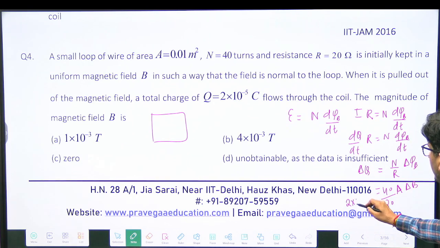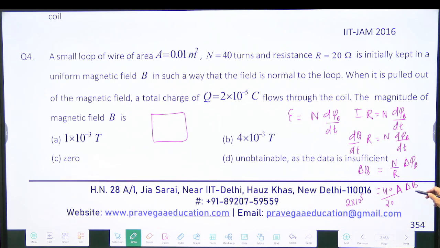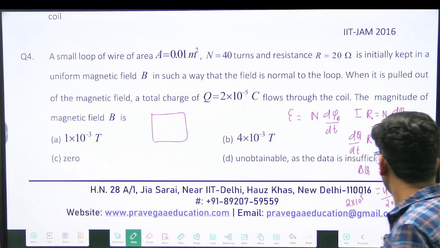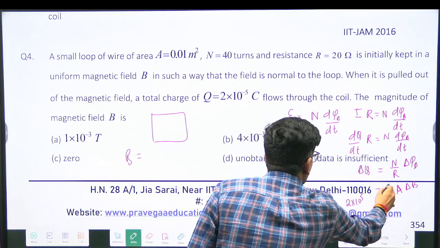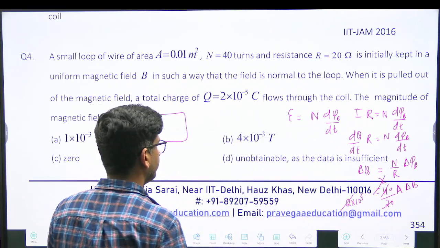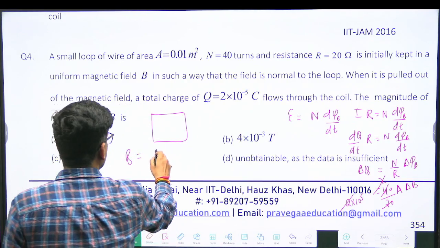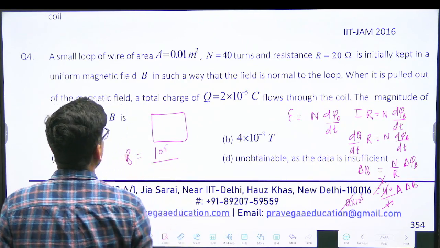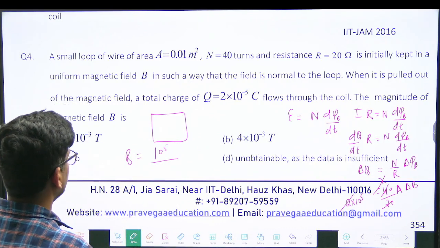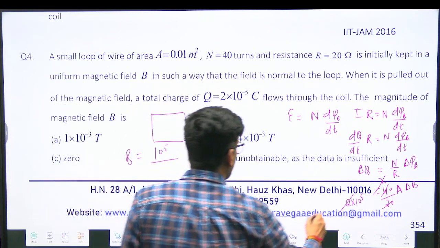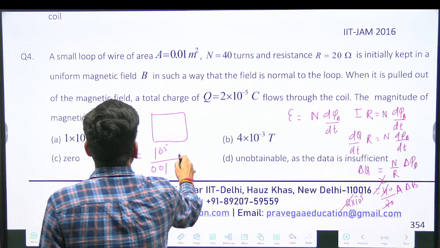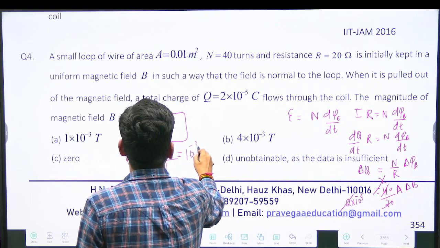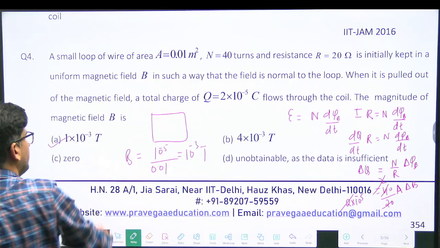So 2 into 10 to the power 5, and area is also given. So calculate the magnetic field, tell me, B will be equal to this, 20 to 40, 2 gone, 10 to the power minus 3. So B is 10 to the power minus 5 upon area, na? 10 to the power minus 5 upon 0.01. So it is how much? 10 to the power minus 3 Tesla. So this is a very nice question.